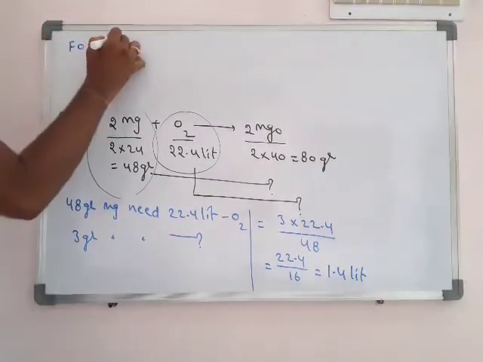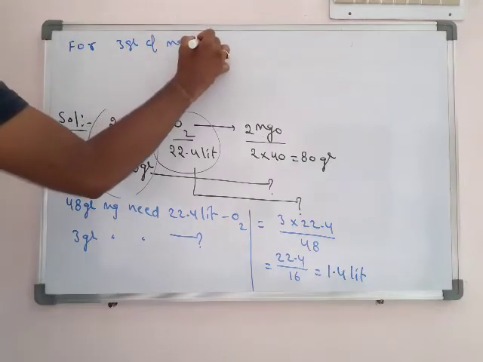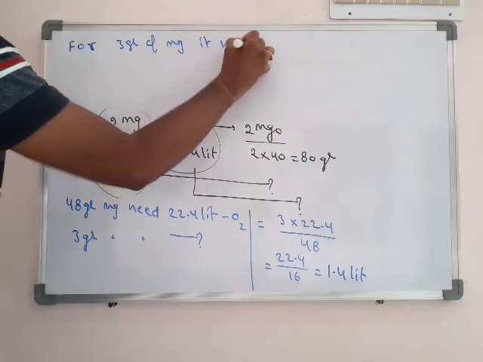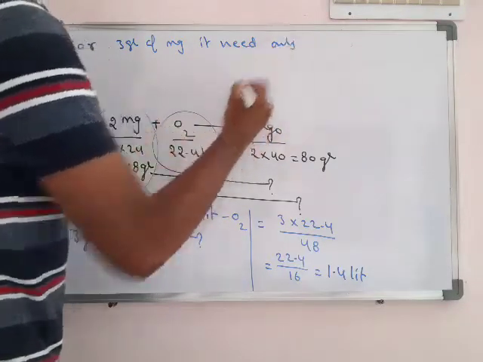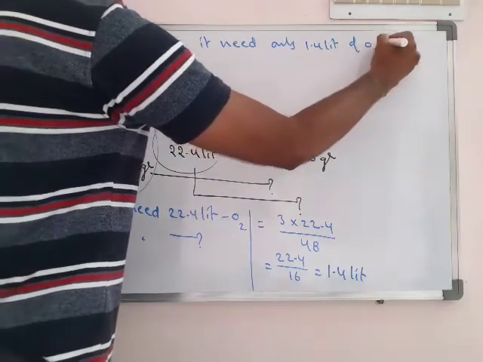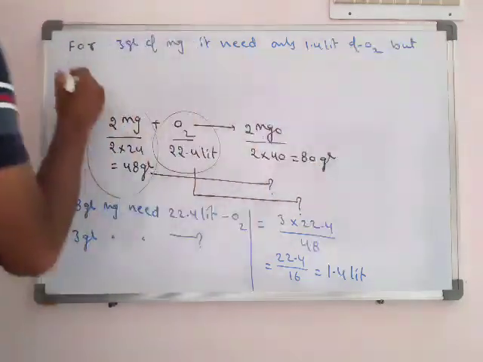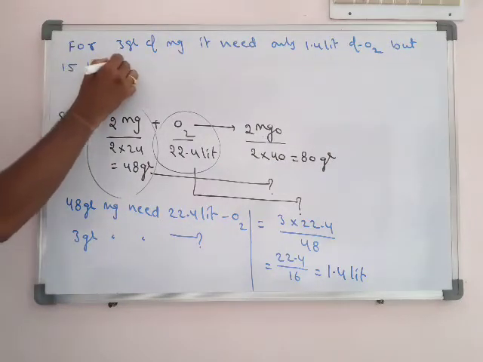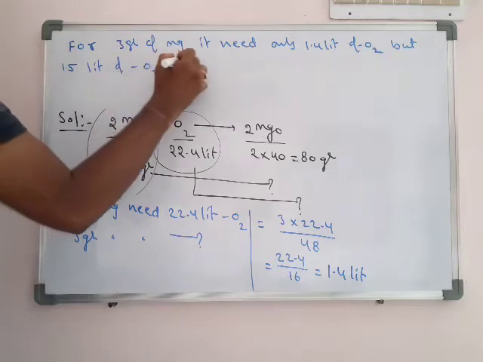Write this statement. So for 3 grams of magnesium, it needs only 1.4 liters of oxygen, but 15 liters of oxygen is given.